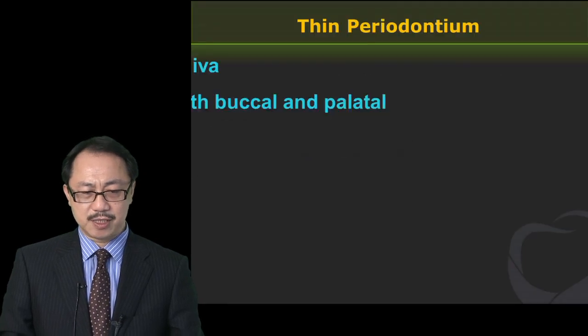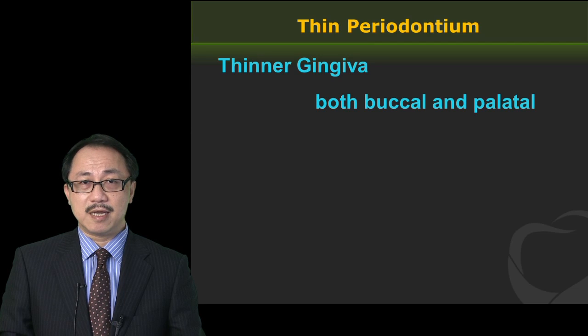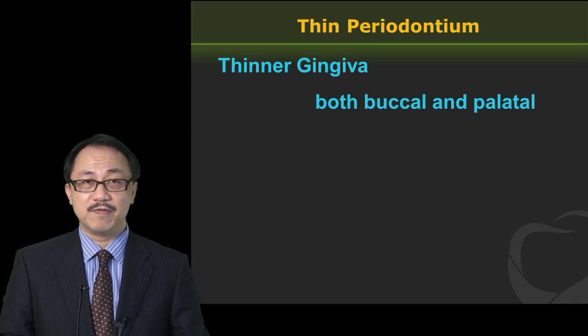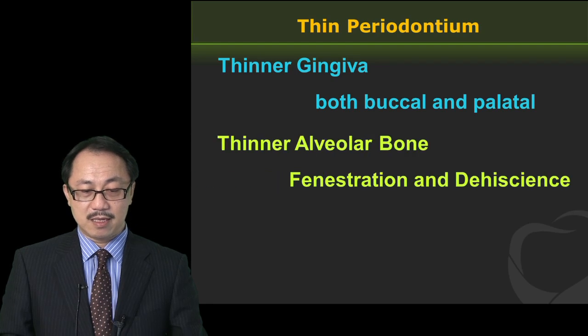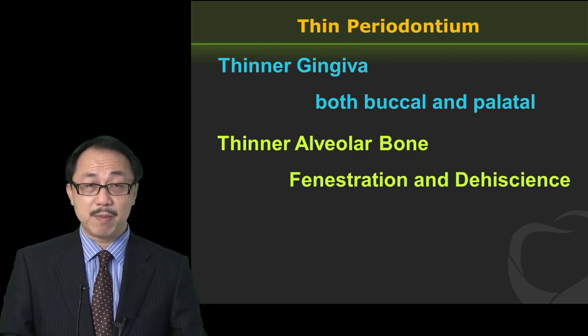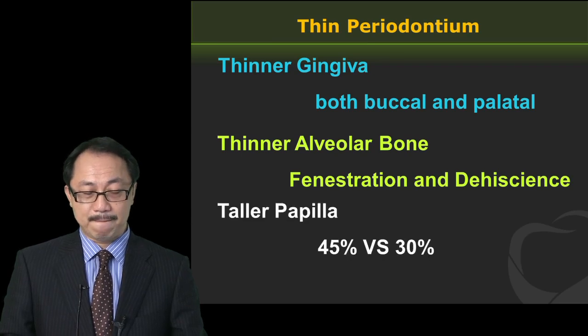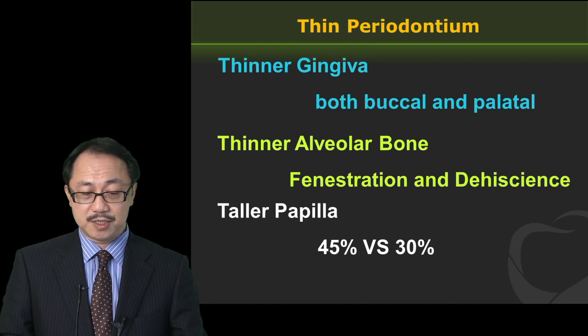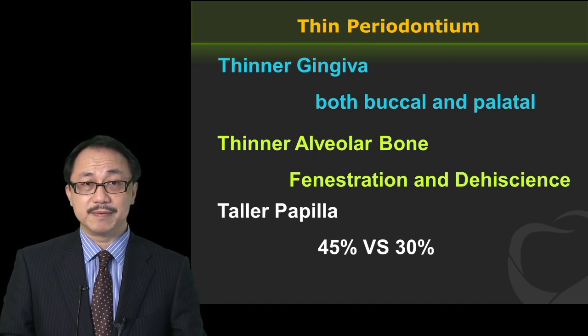Now, in thin periodontium, in the Asian population, 85% of the time we confront the patient with thinner gingiva, both buccally as well as palatally. Those populations also come with thinner alveolar bone, which is likely to show fenestration and dehiscence, and also taller papilla, which means 50% of the length of the crown consists of the length of the papilla.